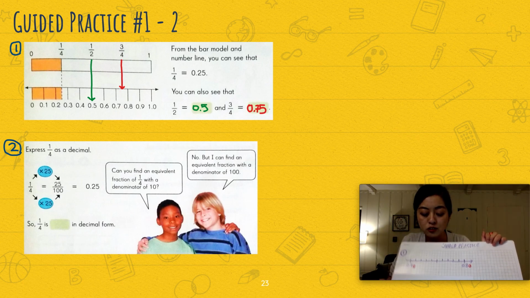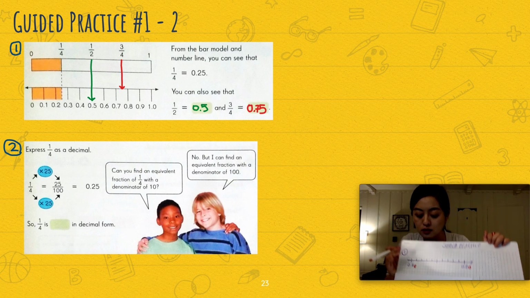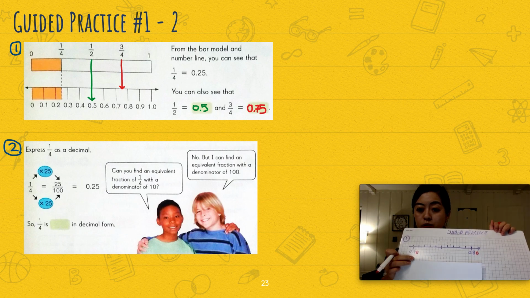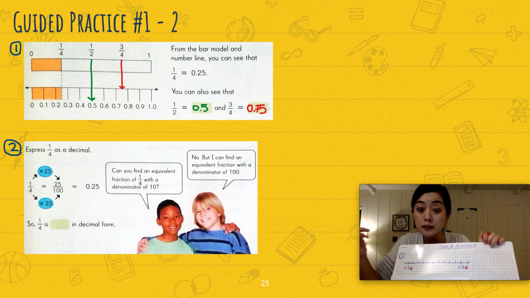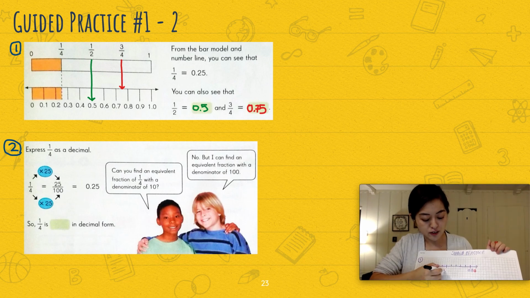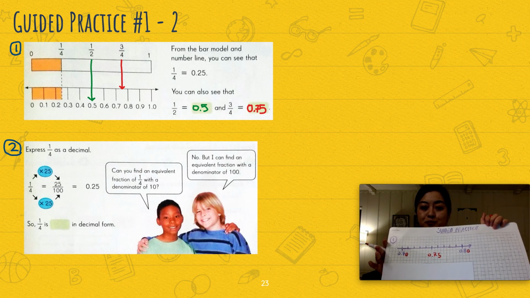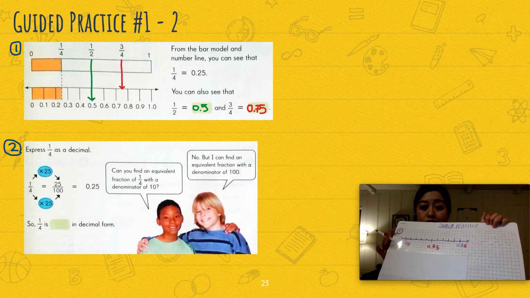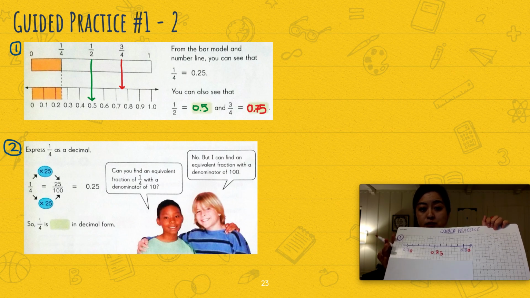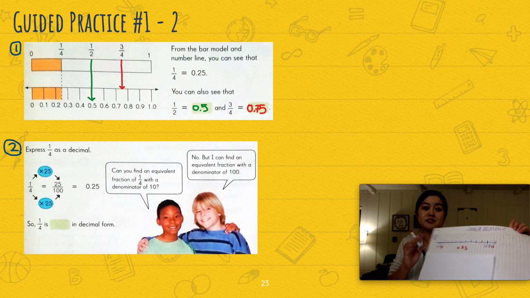So then what's my halfway point between 0.70 and 0.80? What's my halfway point between 70 hundredths and 80 hundredths? 75 hundredths, right? And we write that as 0.75. So that's why 3/4 is the same thing as saying 0.75 or 75 hundredths.